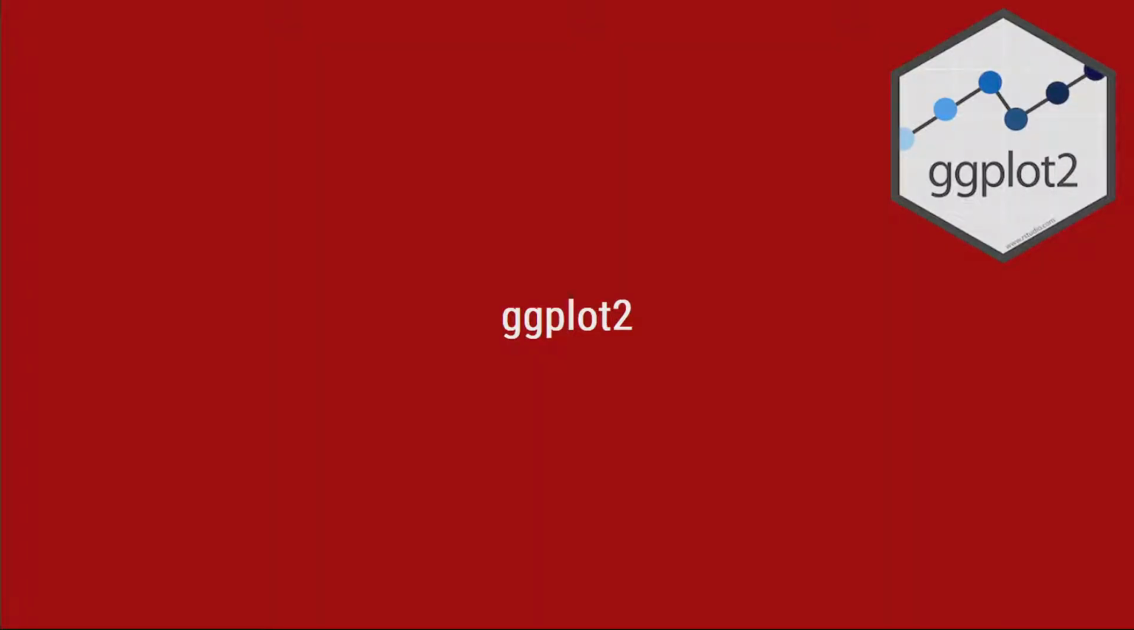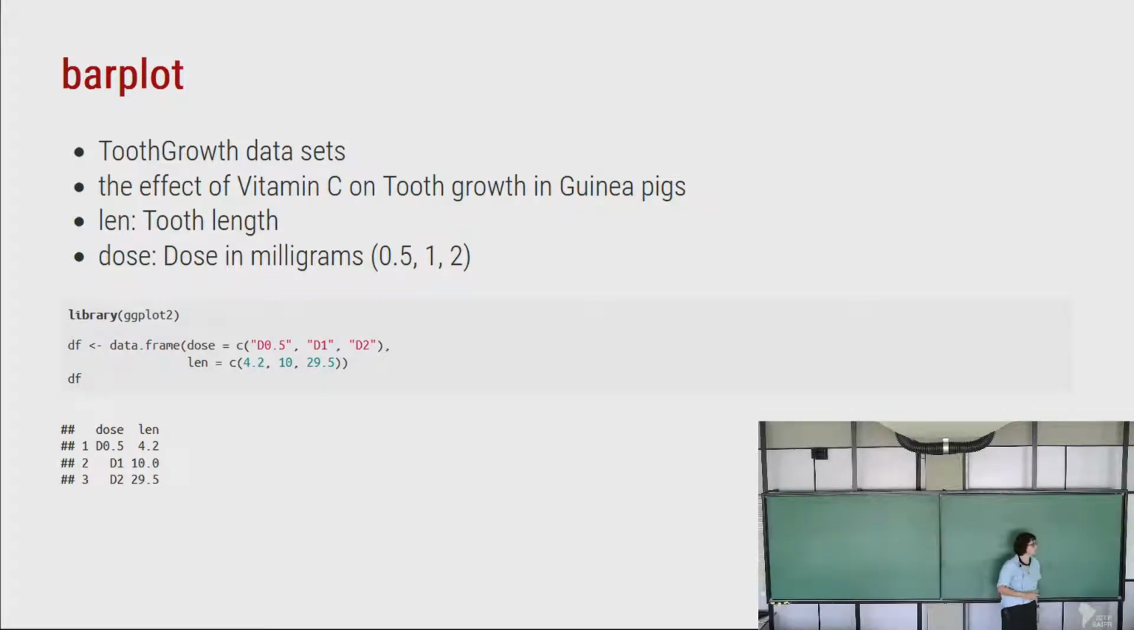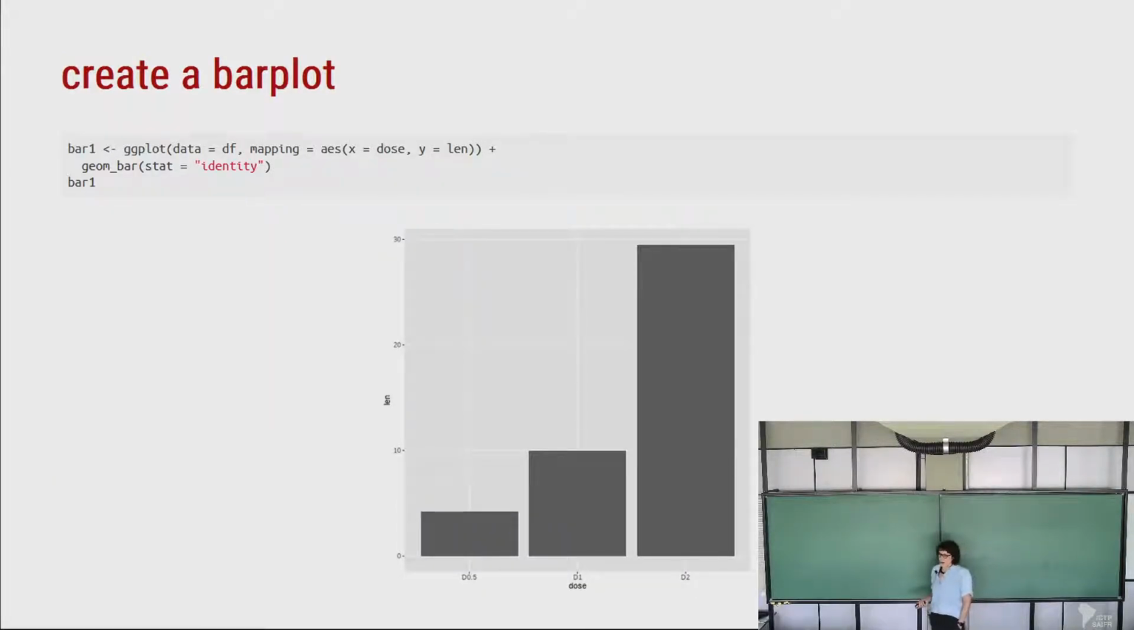So about ggplot, I will show you a lot of different plot options. We will not read, but we are basically tabulating data directly in R. This is a tooth growth data set that has data on the effect of vitamin C on tooth growth in guinea pigs. And we have here two variables, the tooth length and the dose. So we have different measures of the tooth length for each dose. We'll make a bar plot with that.